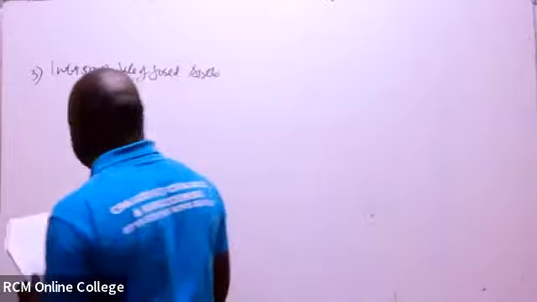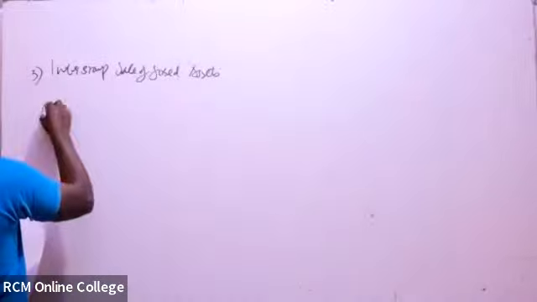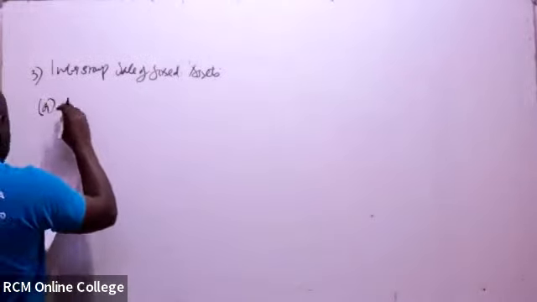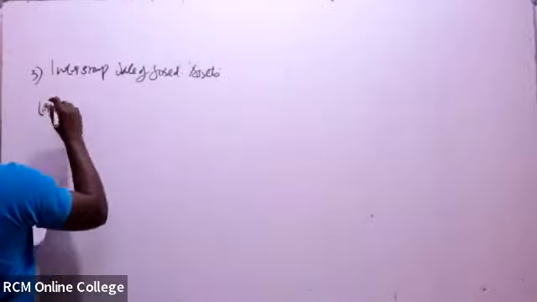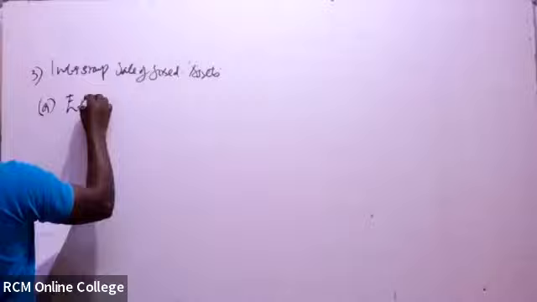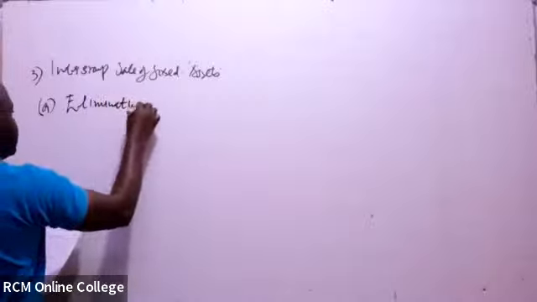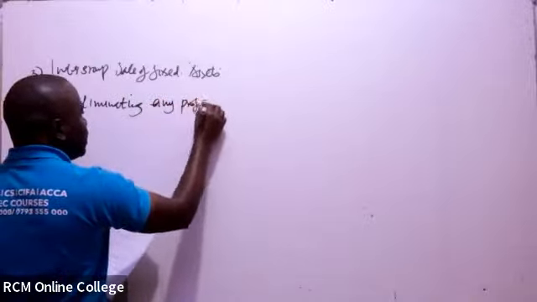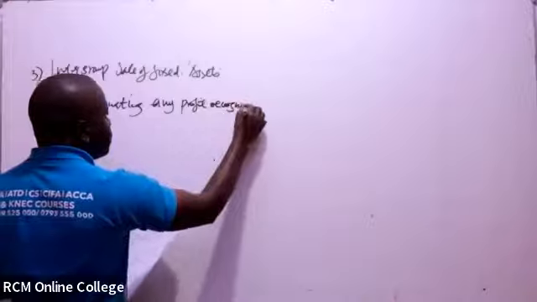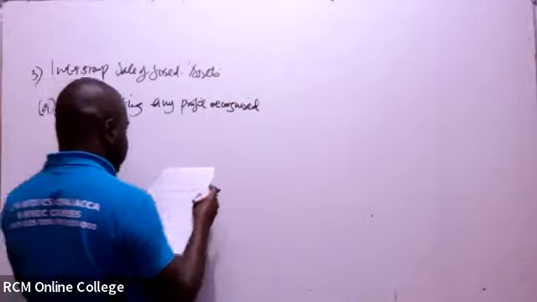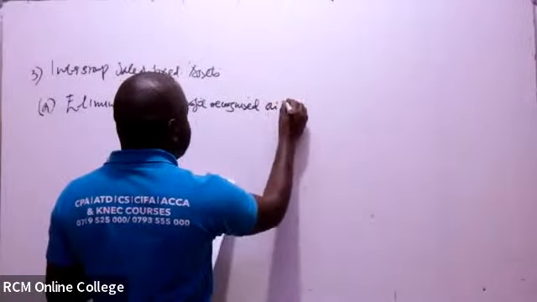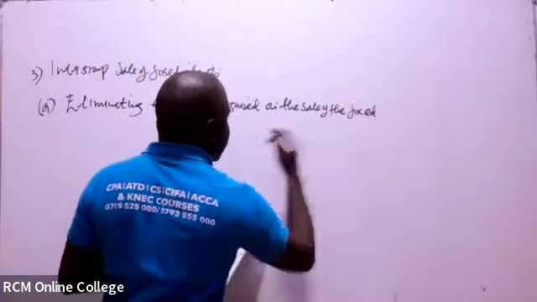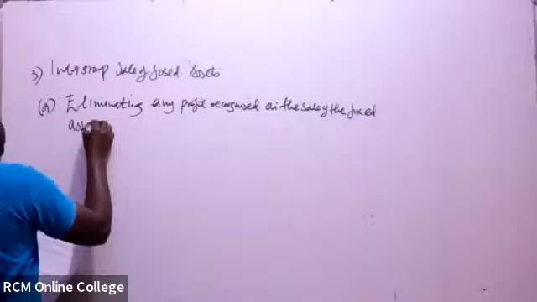So what is the first adjustment? The first adjustment is to eliminate any profit recognized. Elimination of any profit recognized on the sale of the fixed asset. So the first one will be dealing with eliminating any profit recognized on the sale of the fixed asset, you eliminate it.